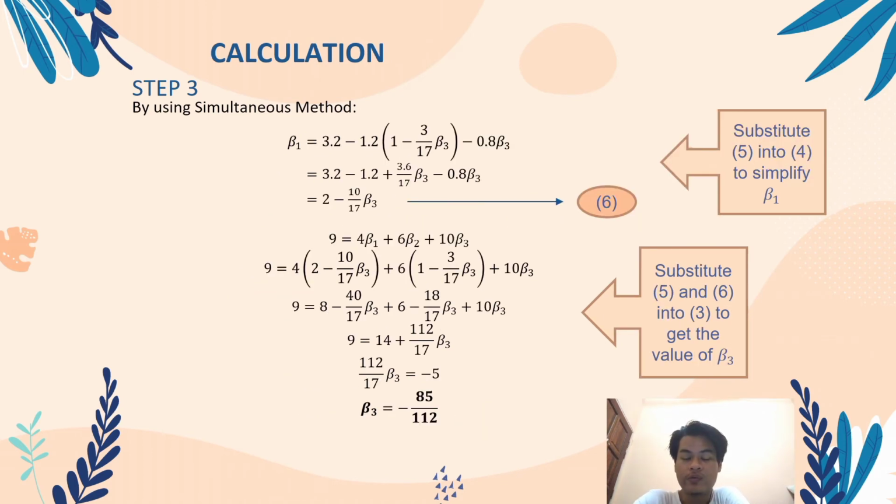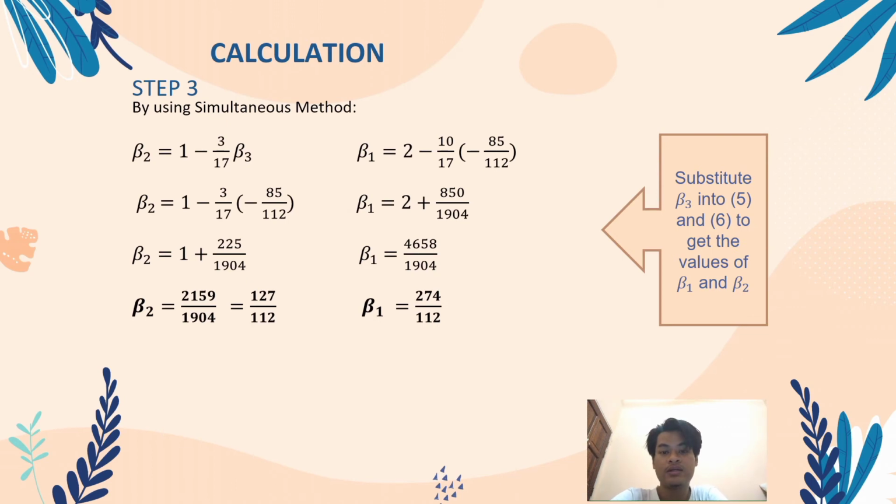After we get equation 4 and equation 5, we can substitute equation 5 into equation 4 to get equation 6, which is the simplified form for beta 1. Then we will get beta 1 equal to 2 minus 10 over 17 beta 3. Next, we substitute equation 5 and 6 into equation 3 to get the value of beta 3. Then the value is beta 3 equal to negative 85 over 112.